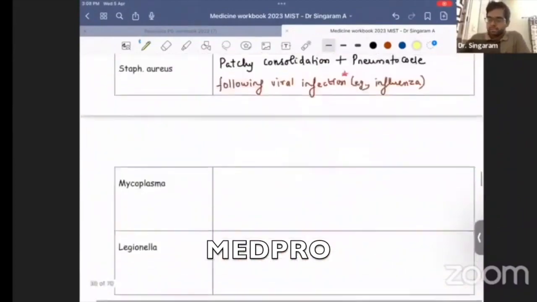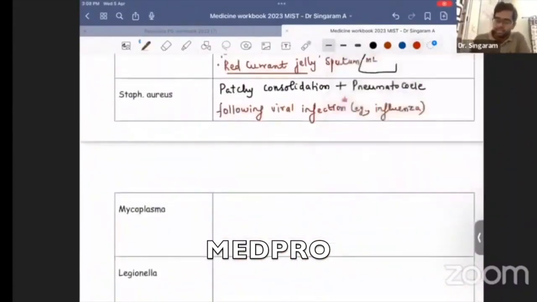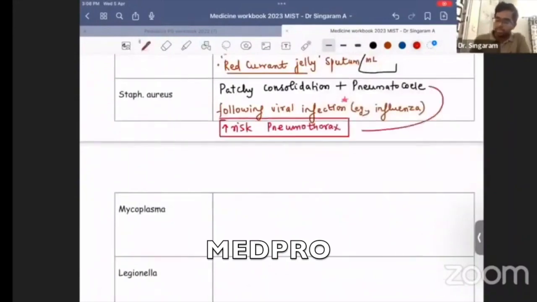This condition of Staph aureus is associated with, please write it very clearly, increased risk of pneumothorax. And the reason for this increased risk of pneumothorax is pneumatocele, which is undergoing rupture. Don't forget this. Pneumatocele undergoing rupture is going to result in pneumothorax. This is important. Okay, right. So these will be the features or some characteristics of Staph aureus associated infection.